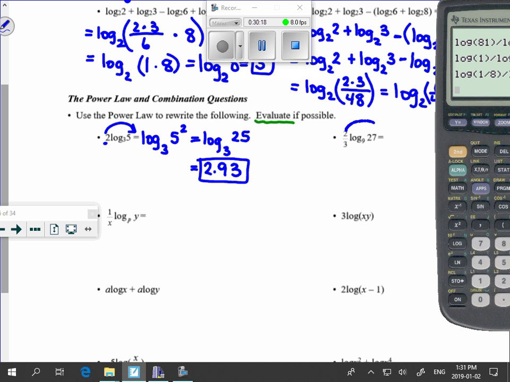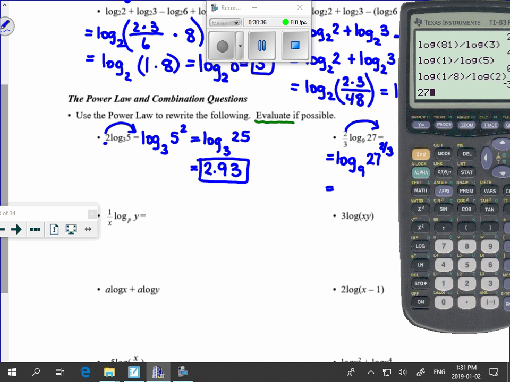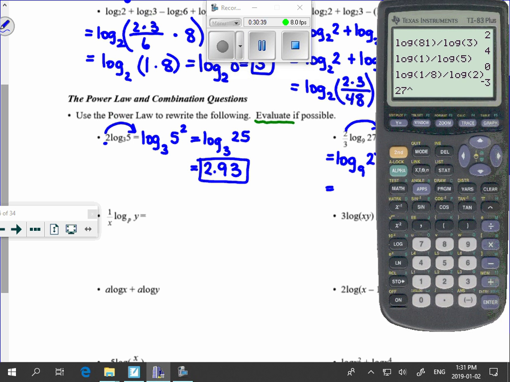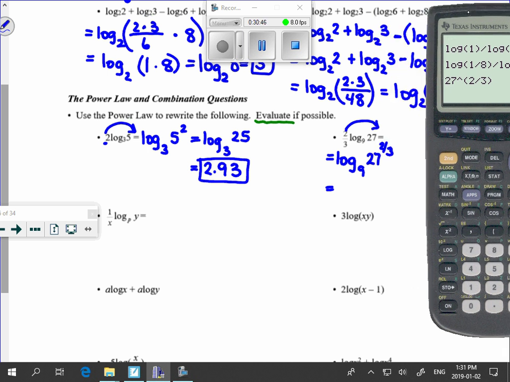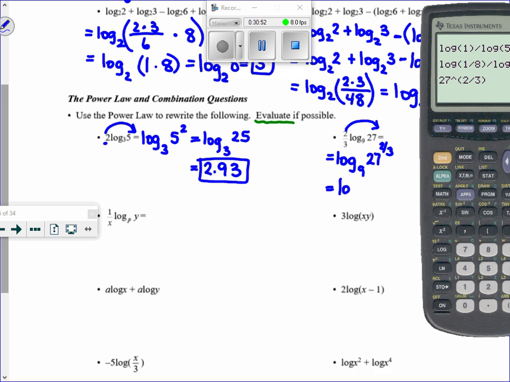Okay, in this case, we're bringing 2/3 up as our exponent, so this is the same thing as log in base 9 of 27 to the 2/3 power. Okay, so if you calculated what is 27 to the power of 2/3, on your calculator you would just go 27 raised to the power of, and then bracket 2 divided by 3, 2/3. And when you hit enter, it tells you that 27 raised to the 2/3 is actually 9. So this question is saying log in base 9 of 9.